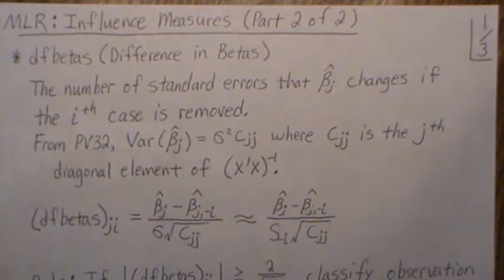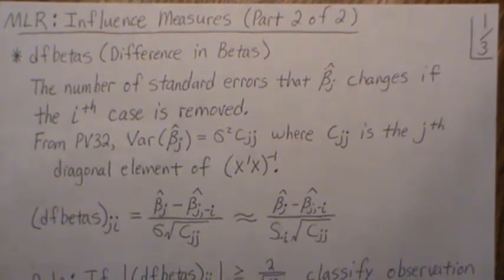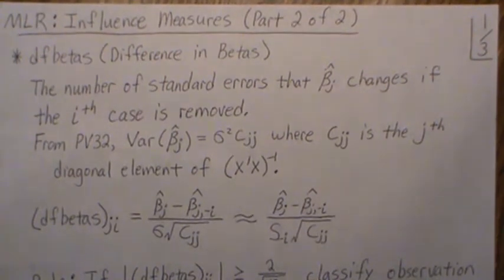Hello, this is part 2 of a two-part series, and we're in the multiple linear regression setting, looking at influential measures. In part 1, I showed you the 7 built-in functions of R that examine outliers and influential values in multiple linear regression. So we have 3 of those 7 left, and that's what we're going to cover in this video.